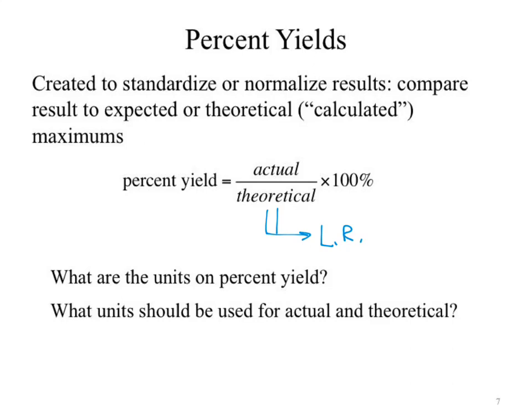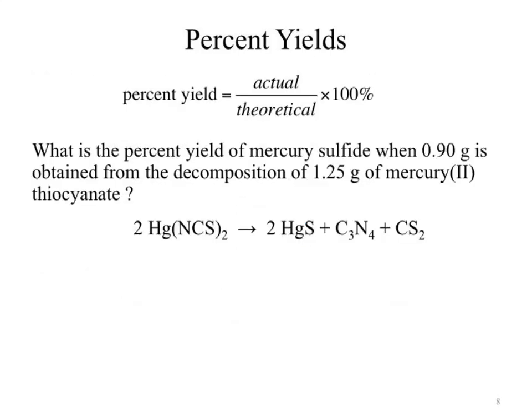Okay, we might come back, because I think we're running a little bit ahead, but I know these questions can take time. Let's see what we can do here. Maybe someone gave me some numbers. What is the percent yield of mercury sulfide when 0.9 grams is obtained? So it's 0.9 grams of what? Mercury sulfide is obtained from the decomposition of 1.25 grams of mercury(II) thiocyanate. So to calculate percent yield, it's actual over theoretical, right? What's your actual yield?